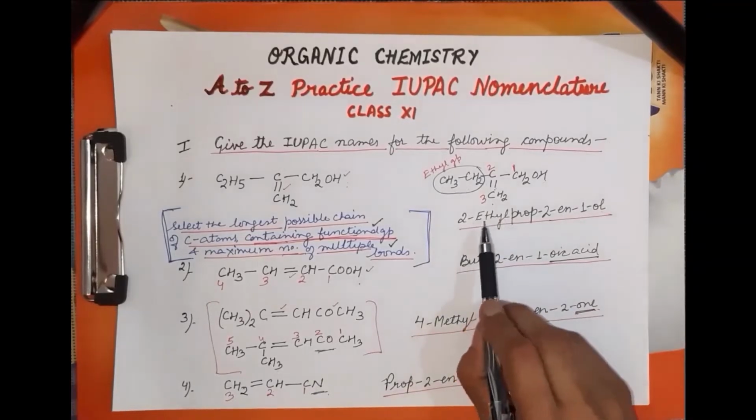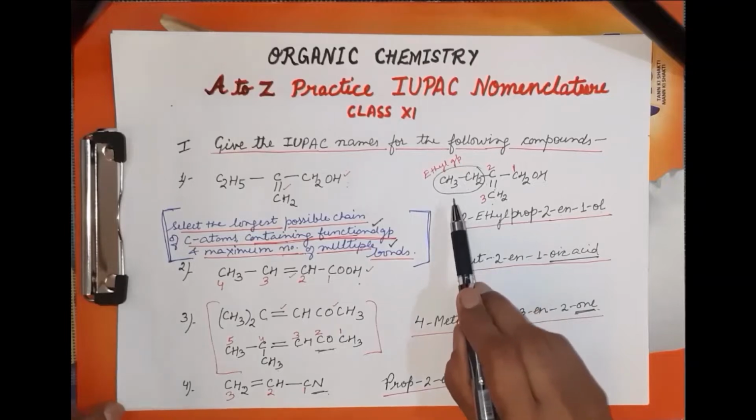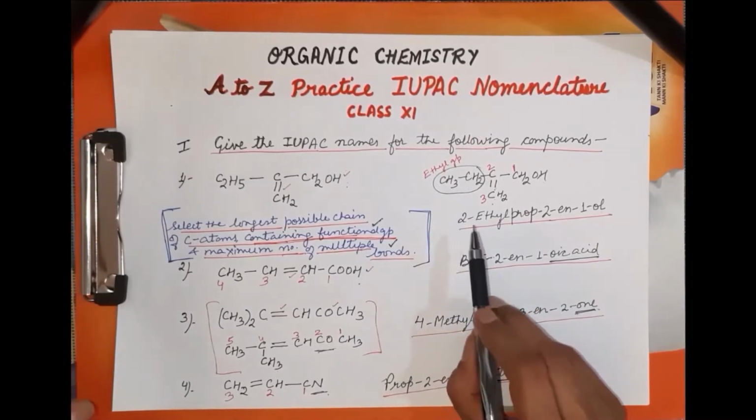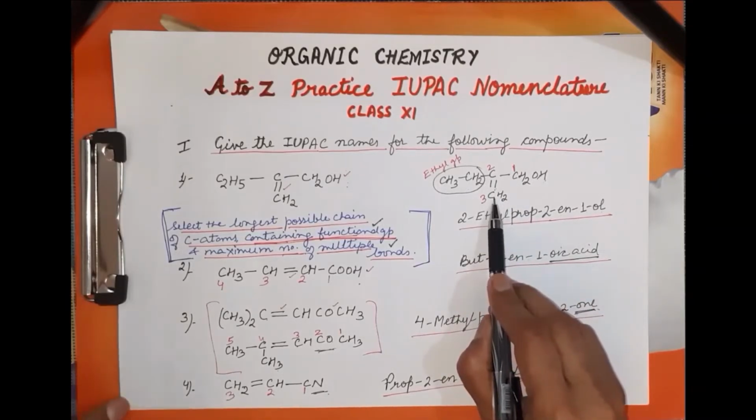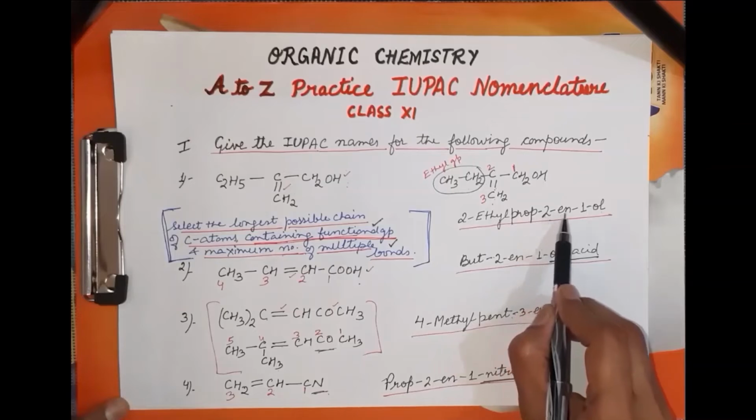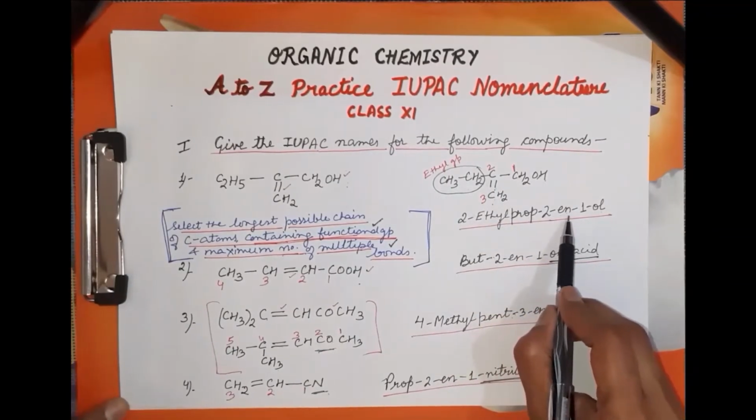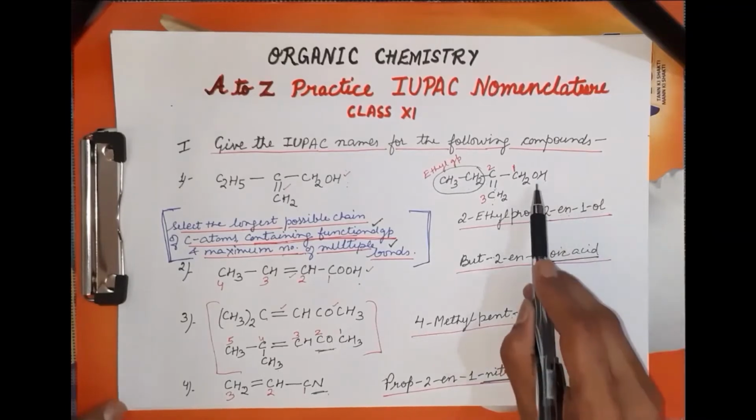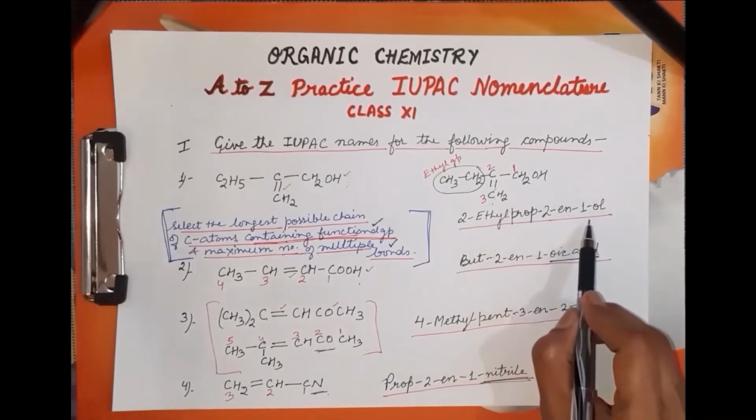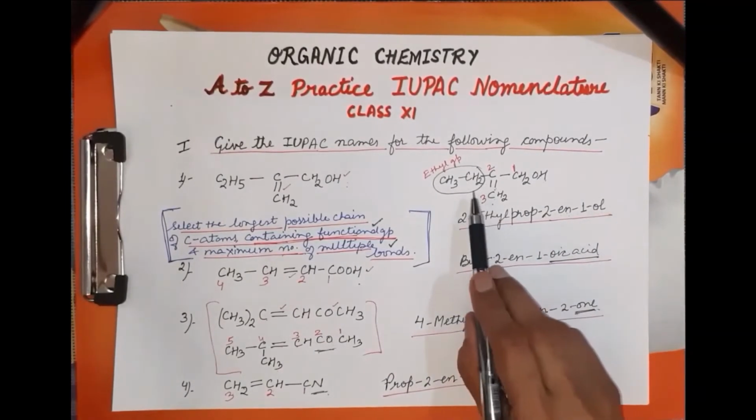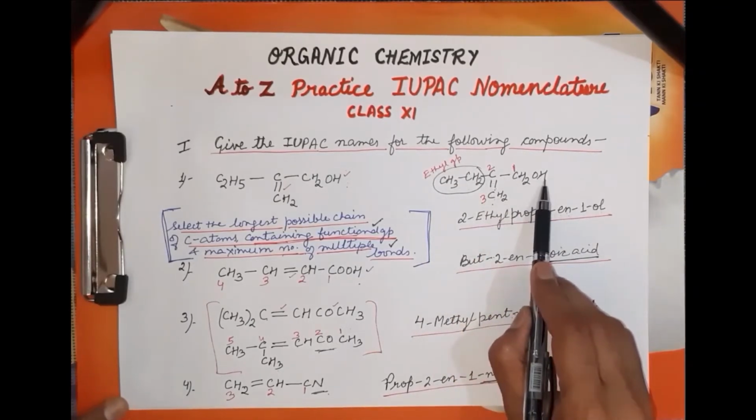So how will we write the name? At position 2 this substituent is there, which will be written as a prefix. So 2-ethyl, and a 3 carbon atom chain is there, so prop-2-en, with the position of the double bond 2, and 1-ol, because this OH group is present at the number 1 carbon atom. So this will be the name: 2-ethylprop-2-en-1-ol.